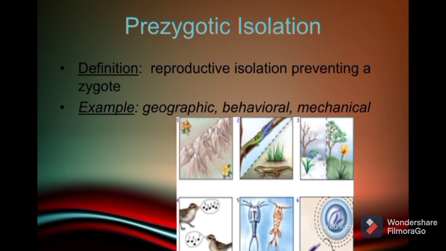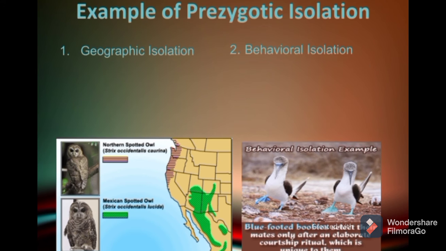So prezygotic isolation is reproductive isolation preventing a zygote. Anything that prevents mating and fertilization is a prezygotic mechanism. Examples, as I've said earlier, are geographic, behavioral, mechanical, and temporal. So, examples of prezygotic isolation. Number one, geographic isolation.